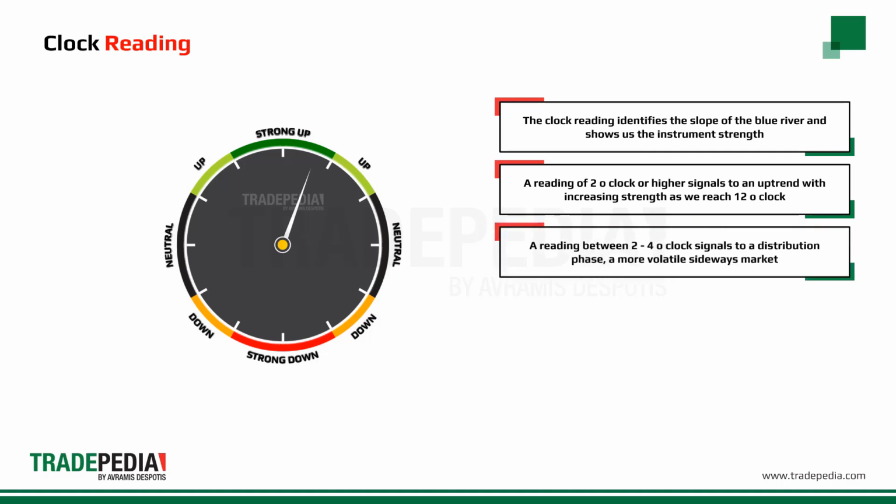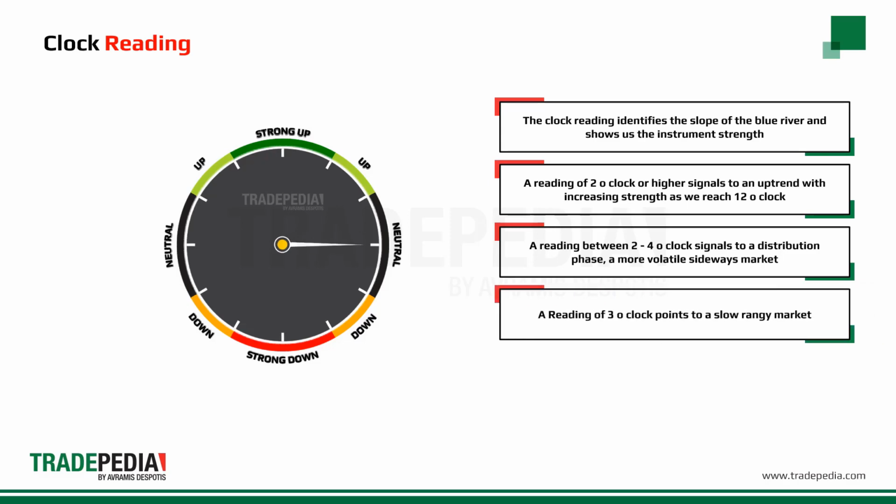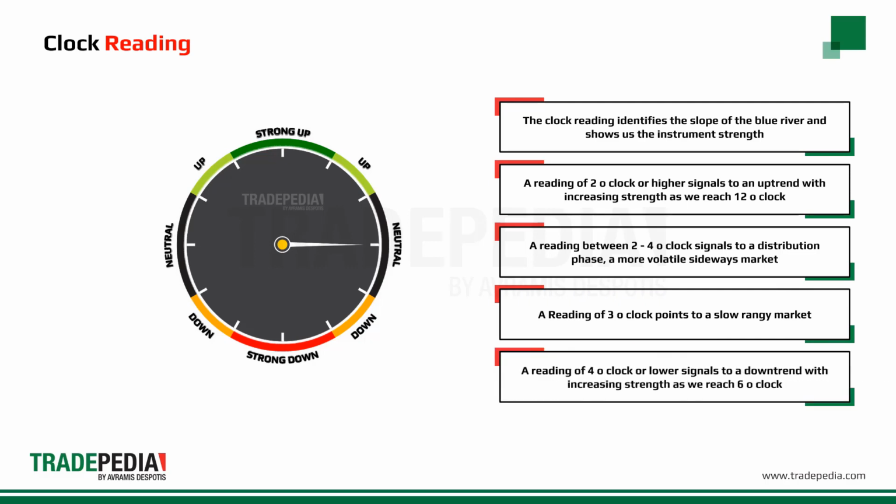A reading between 2 to 4 o'clock signals a distribution phase, a more volatile sideways market. A reading of 3 o'clock points to a slow, rangy market. A reading of 4 o'clock or lower signals a downtrend, with increasing strength as we reach 6 o'clock. In general, the clock reading identifies when a trend is strengthening or weakening.